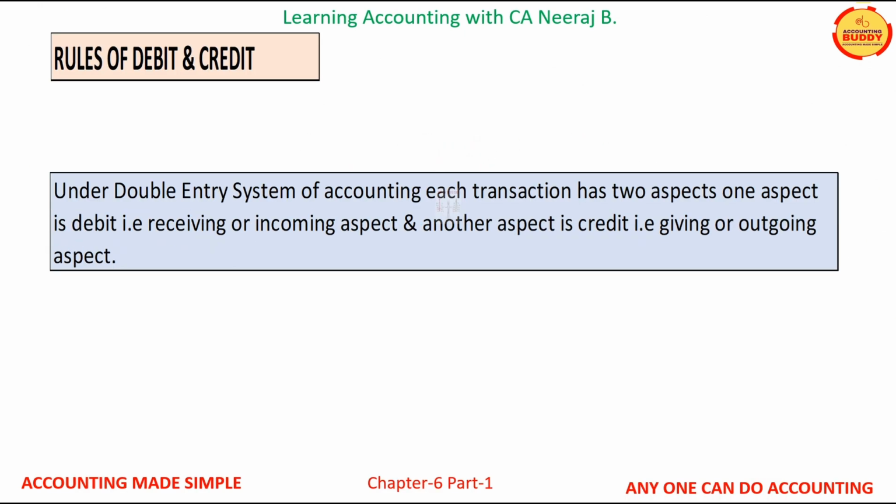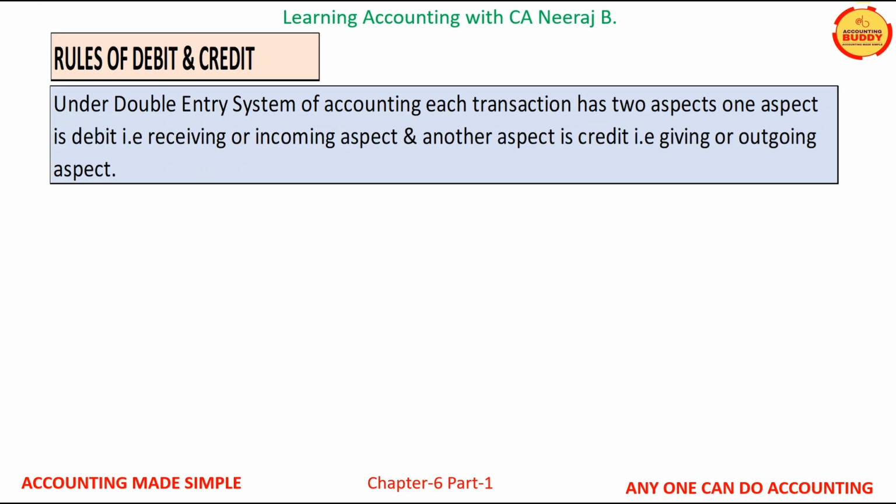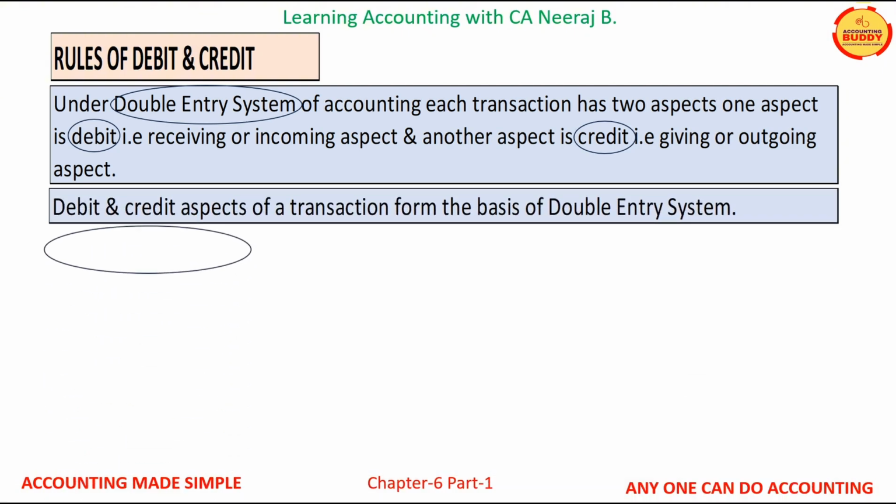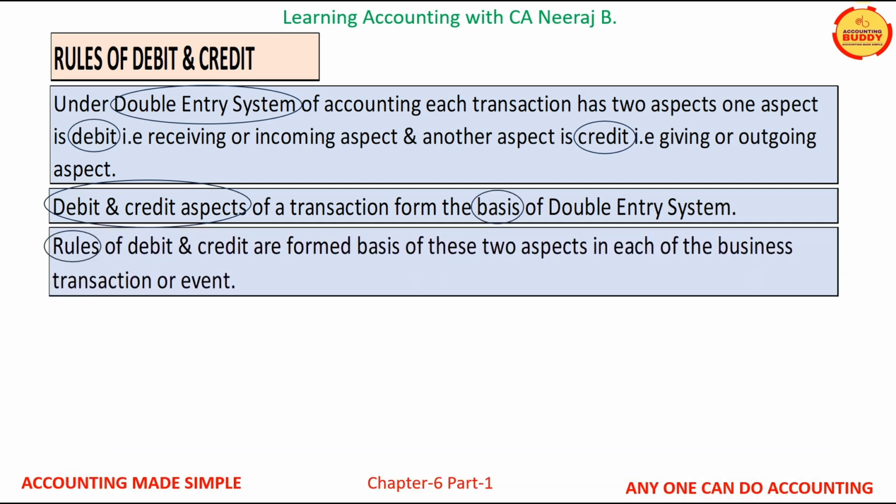Let us now learn the rules of debit and credit. Under the double entry system of accounting, each transaction has two aspects. One aspect is debit, that is the receiving or incoming aspect, and the other is credit, that is the giving or outgoing aspect. The debit and credit aspects of a transaction form the basis of the double entry system. The rules of debit and credit are formed on the basis of these two aspects in each business transaction or event.